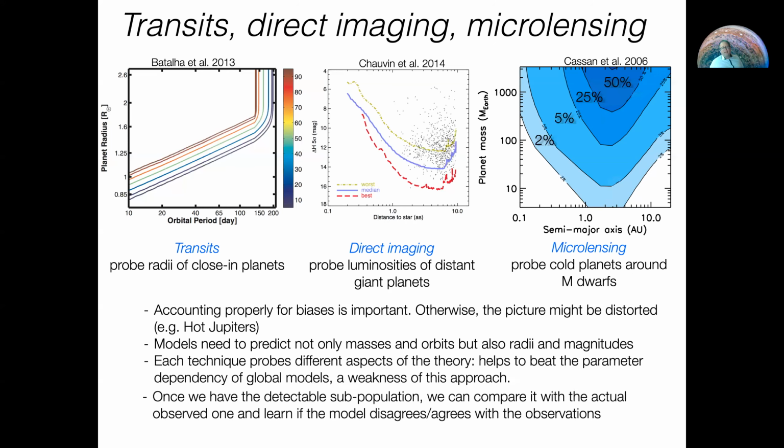And once we then have this detectable subpopulation, we can compare it with the actual observations and see whether the model agrees or disagrees with these observations. And what you can take from that is that the large surveys with a well-defined bias, like of course space missions, but also big surveys from the ground, are best suited for comparisons in a population synthesis approach. And with that, we are done with the first part.